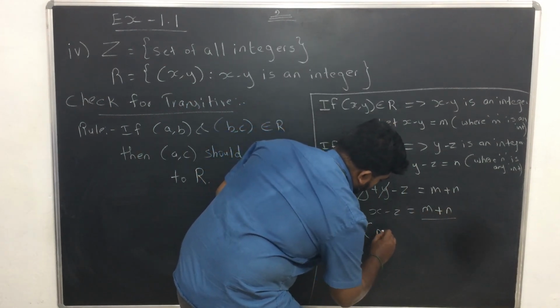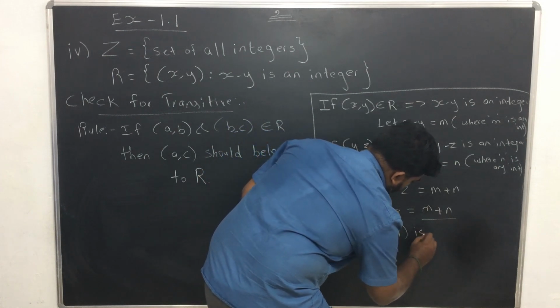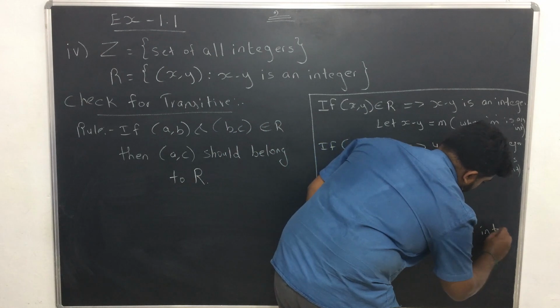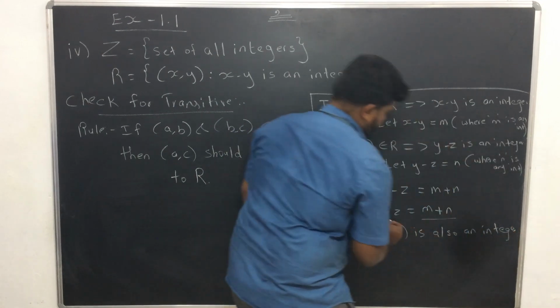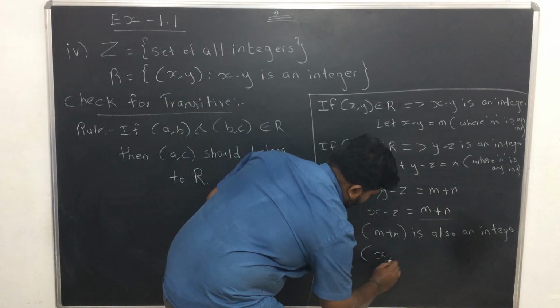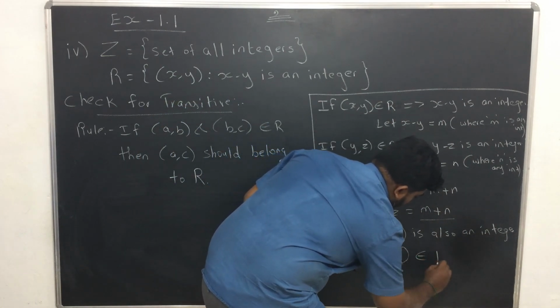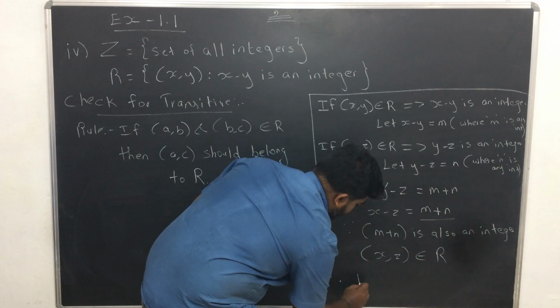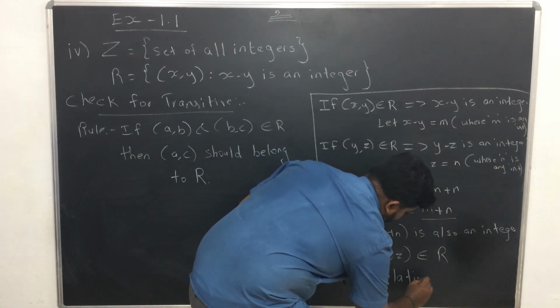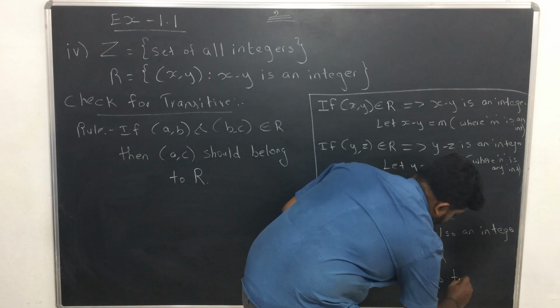Since m plus n is also an integer, what can we say? (x, z) belongs to R. Therefore, the relation is transitive.